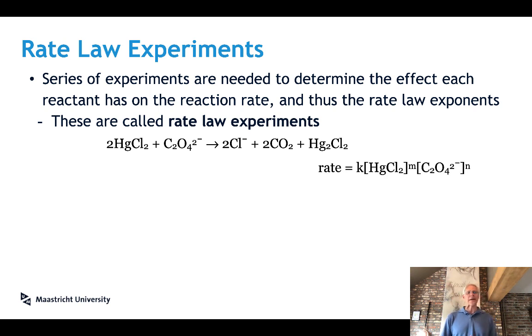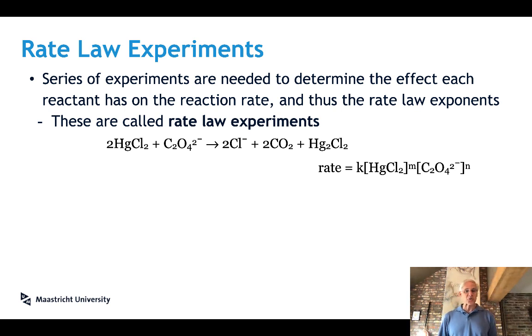So let's look at a particular reaction where we have mercury 2 chloride, HgCl2, and the oxalate ion. Those react together to give us a couple chloride ions, some CO2 gas, and some mercury 1 chloride there. So we have a little bit of a redox reaction going on there. That's not terribly important.